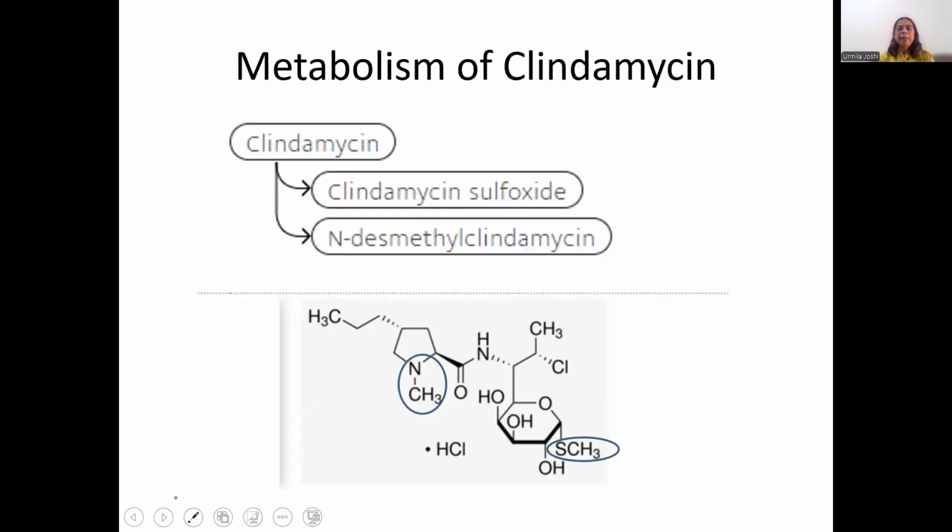Coming to metabolism of clindamycin, there are two major metabolites. The major metabolite is N-desmethyl clindamycin. There is an N-methyl group here. You know, in metabolism, N-demethylation of smaller alkyl groups is a very common reaction. So, in line with that, the N-methyl of pyrrolidine is removed during metabolism, or N-desmethyl clindamycin metabolite is formed.